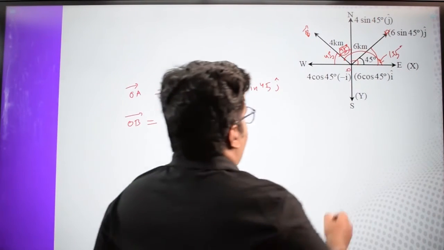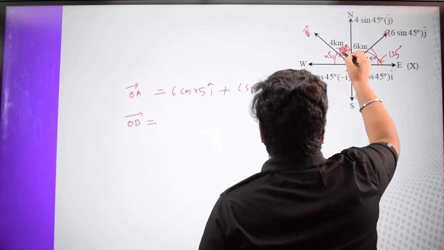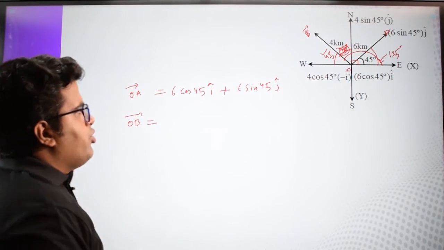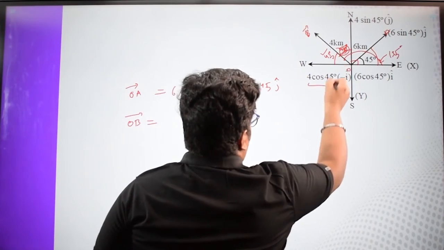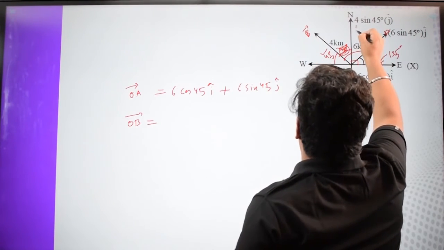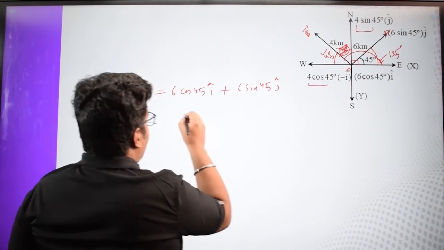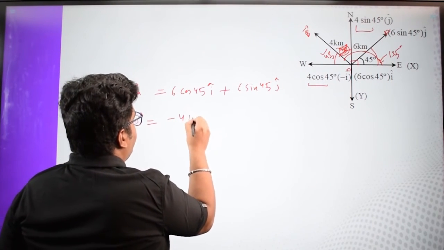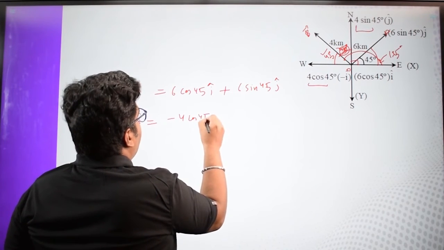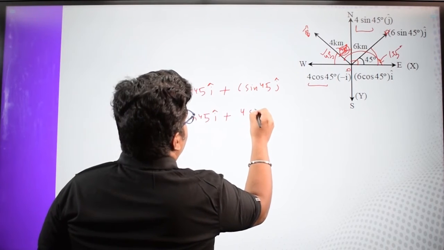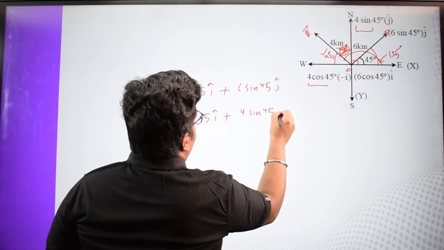So let's say we are taking this one as your 45 degrees, right? Then the component of 4 along the x-axis will be the cos component, and along the y-axis it is going to be the sin component, right? So the OB vector will be basically what? It will be minus 4 cos 45 i cap and plus 4 sin 45 j cap, right?